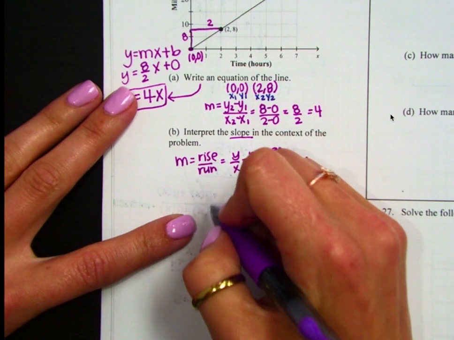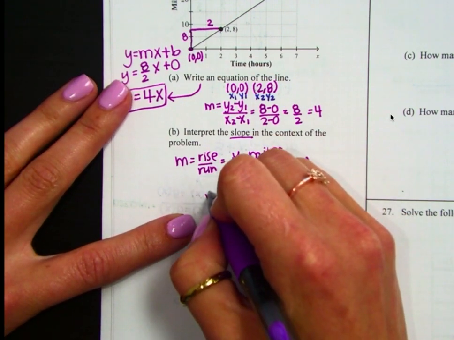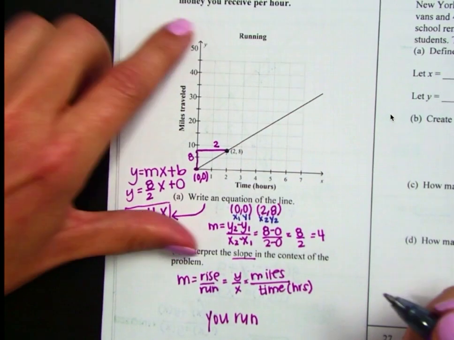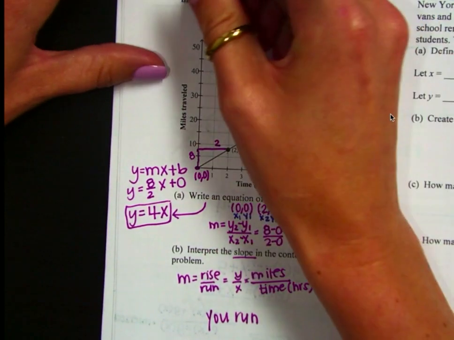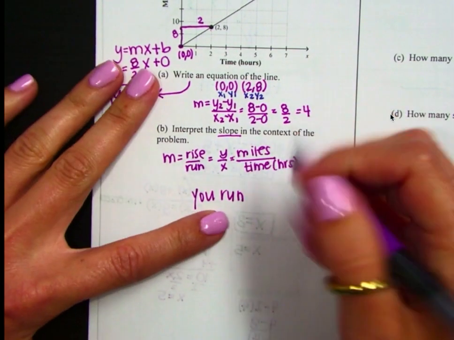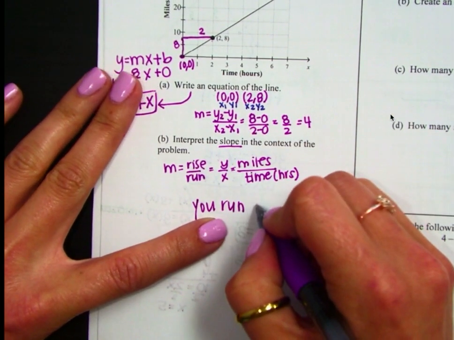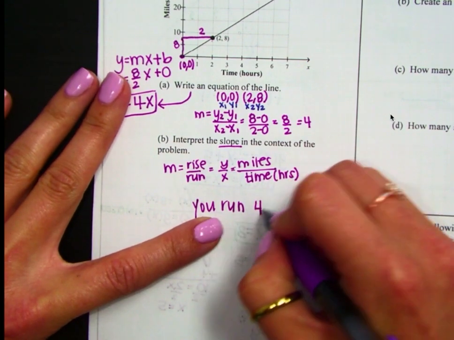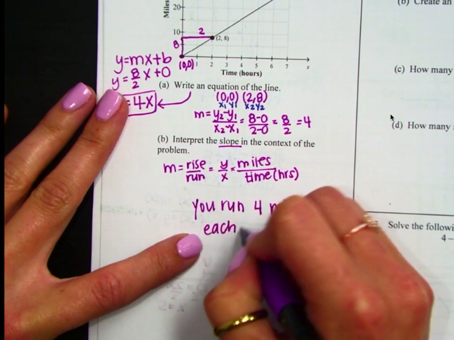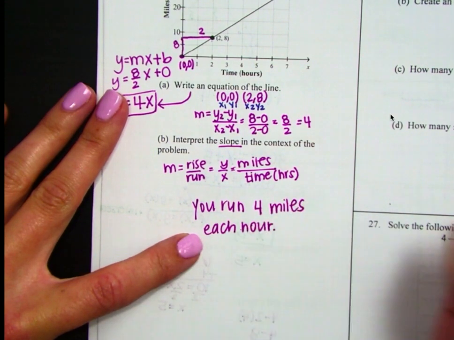you're running, why does it say money? I just saw that. Money you receive per hour. Sorry, you guys, that is not what we have. Okay, you run 4 miles each hour. Okay, that's one way you can write it.